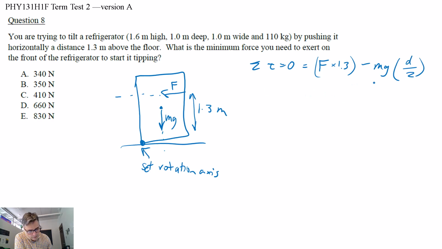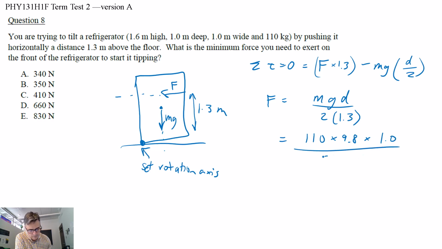So then we just solve it out for F. So F is equal to m times g times d divided by 2 times the 1.3. So it's going to be the mass of 110 kilograms times 9.8 times this 1.0 depth divided by 2 times 1.3.